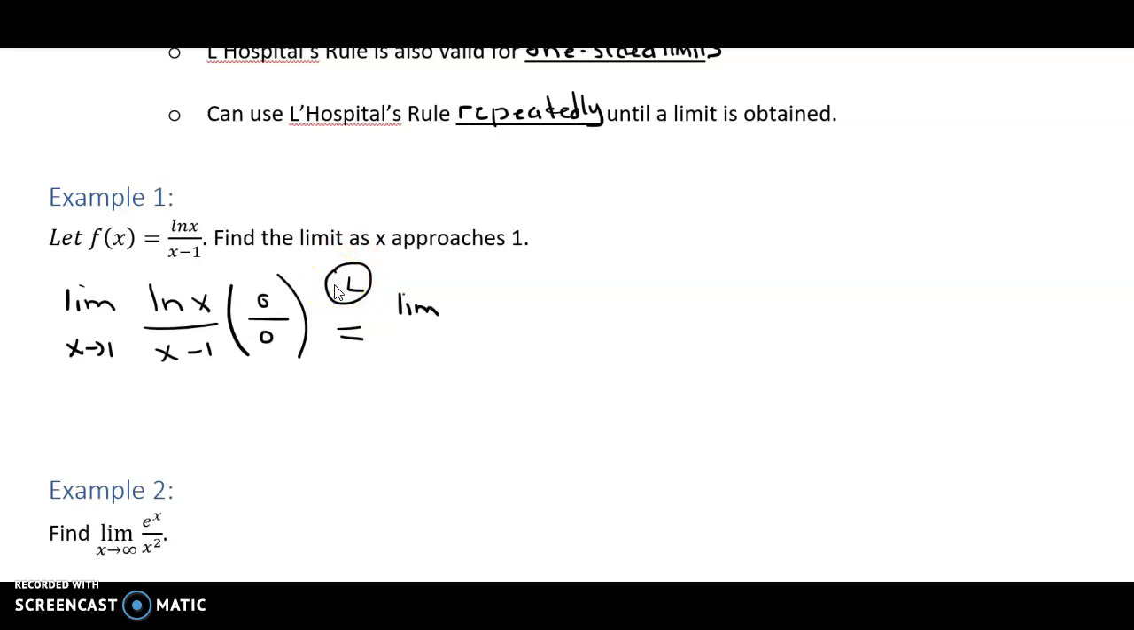And L'Hopital's rule says that the limit as x approaches 1, I can basically take the derivative of the numerator and the denominator. So the derivative of the natural log of x is 1 over x, right? And the derivative of x minus 1 is simply 1, right? Now that I've used L'Hopital's rule, I can actually do direct substitution. I can plug 1 in. So wherever there's an x, I'm going to put a 1. And so my limit is 1, right?